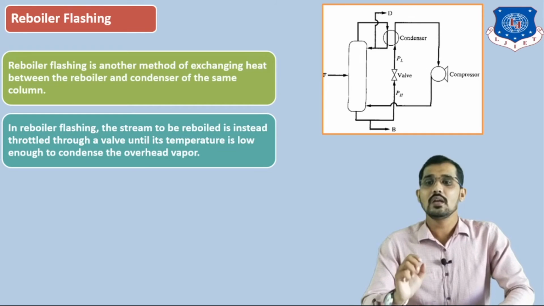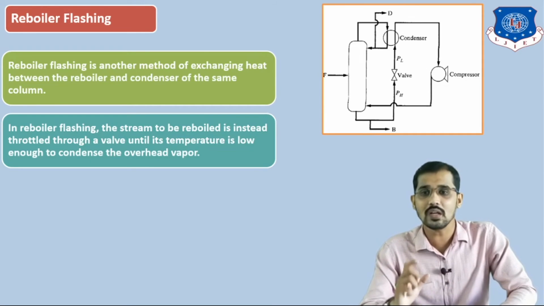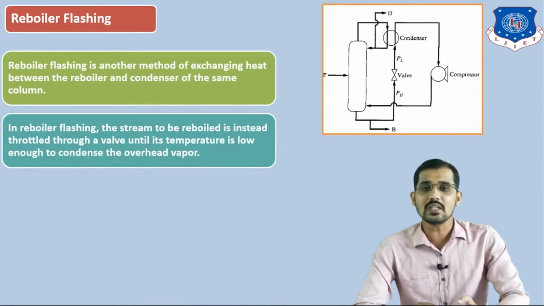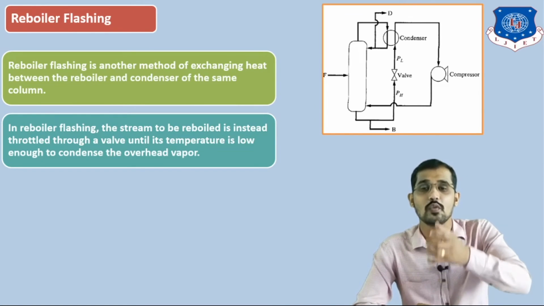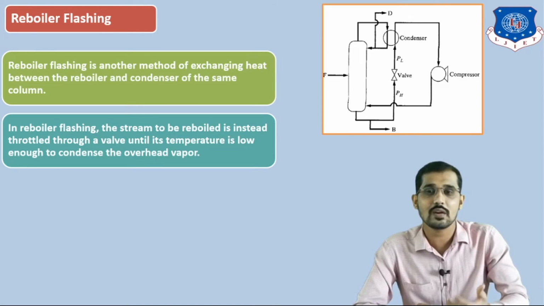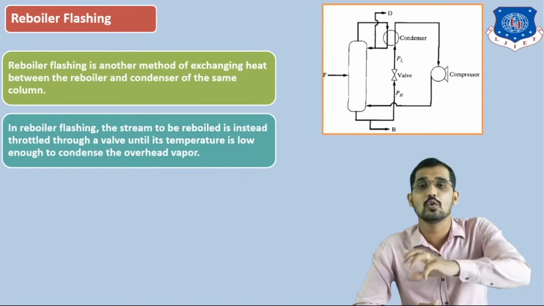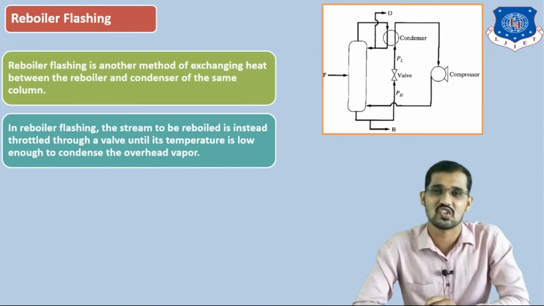So this is the second point of reboiler flashing. You can see in reboiler flashing, the stream to be reboiled is instead throttled through a valve until its temperature is low enough to condense overhead vapor. It means whatever vapors are coming from the top section, we are transferring those vapors directly to the compressor. We are not transferring to the throttle valve. Means we transfer those vapors first to the compressor, after that we transfer to the bottom section.